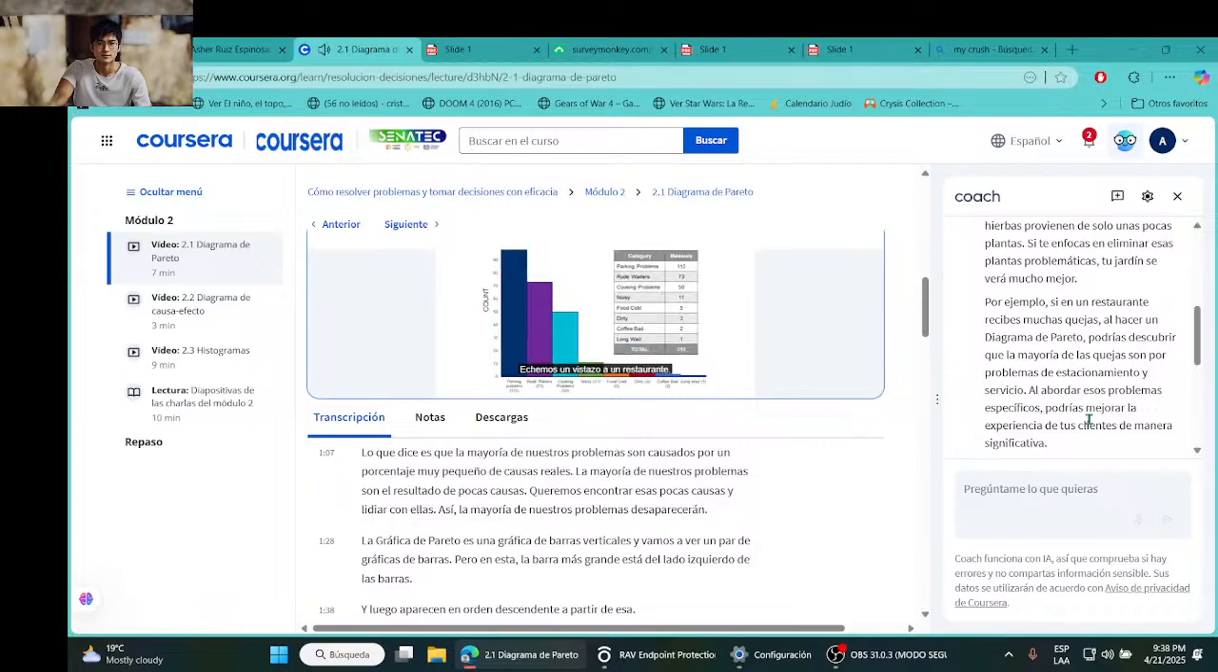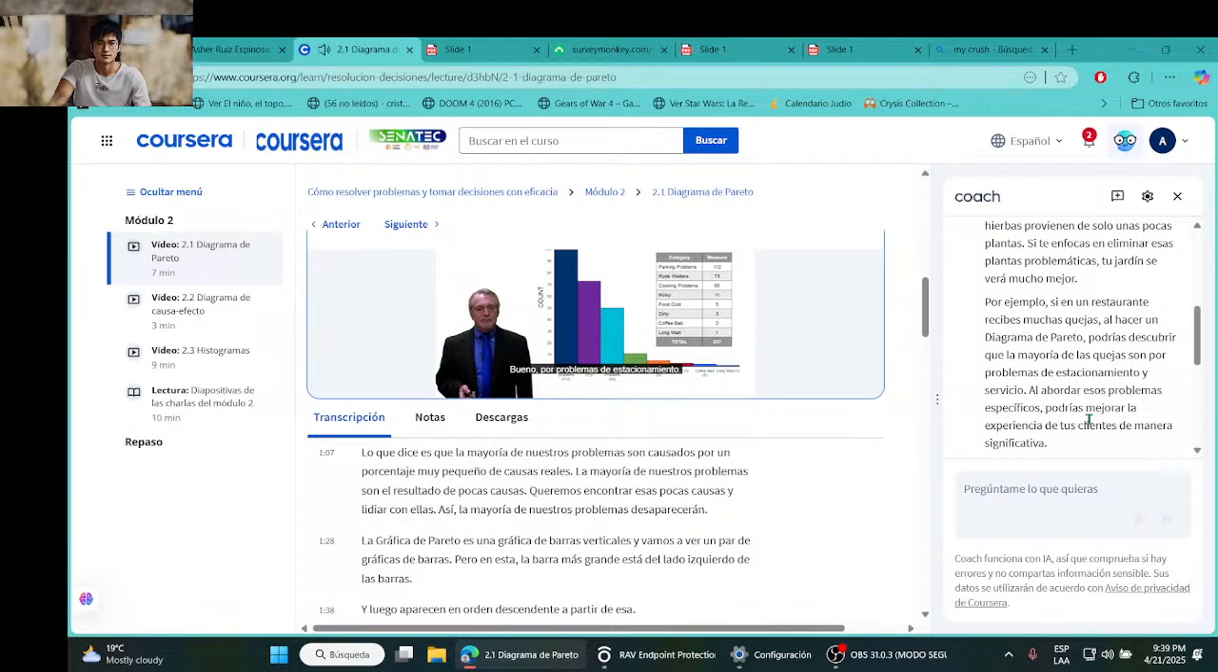Let's take a look at a restaurant. We have a problem at a restaurant. We get complaints at our restaurant. So we start to gather some information about that. What are the complaints? Why are people complaining about this? Some people are going to complain sometimes about bad food, some people about bad service, some people about noise. There are all different kinds of things that people complain about in restaurants. Why are they complaining about our restaurant?